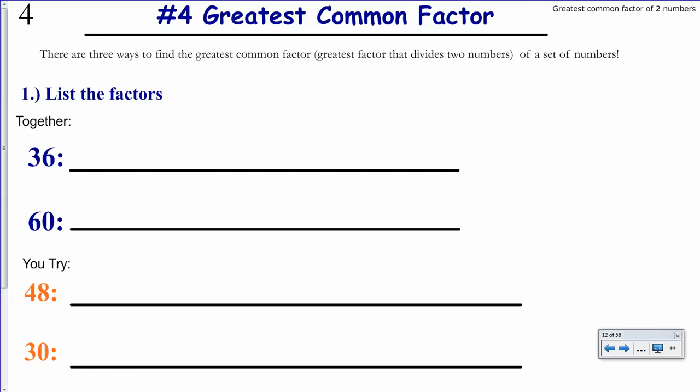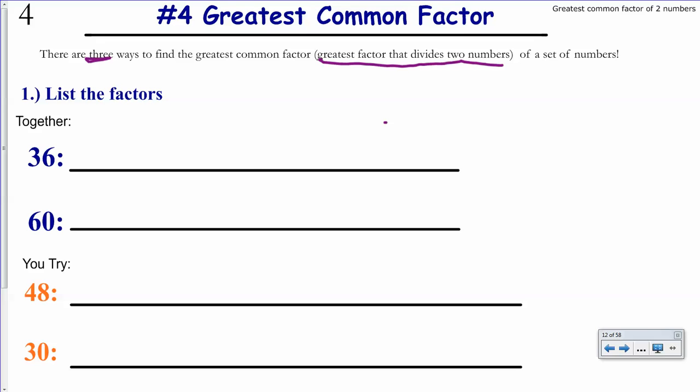Alright, gang. Today we're going to be looking at how do I find the greatest common factor between two or more sets of numbers. So what is a greatest common factor? The greatest common factor is the greatest factor that divides two numbers. So we have three different methods that we can use to find the greatest common factor.